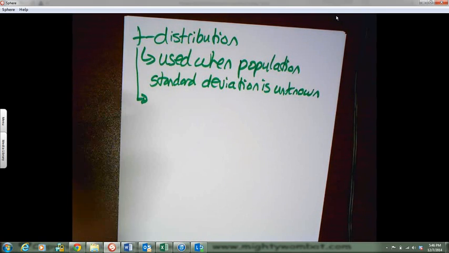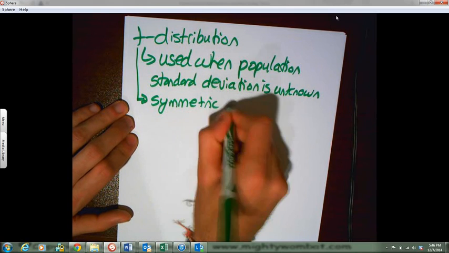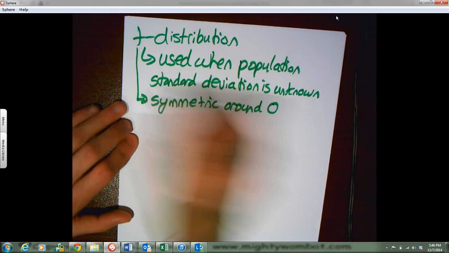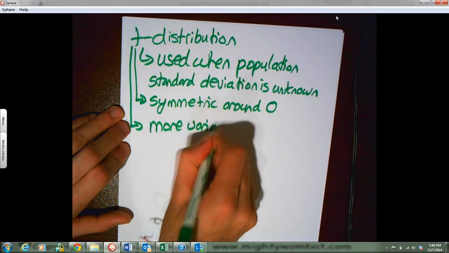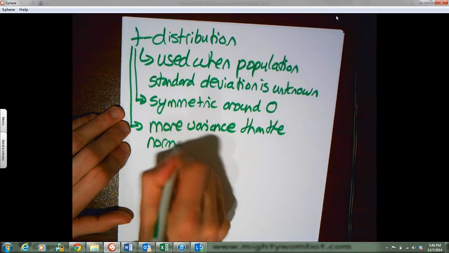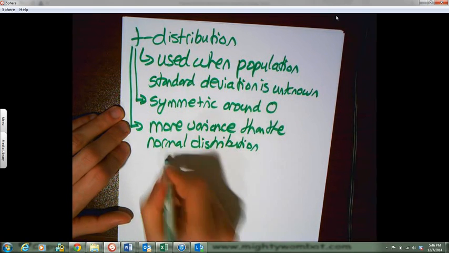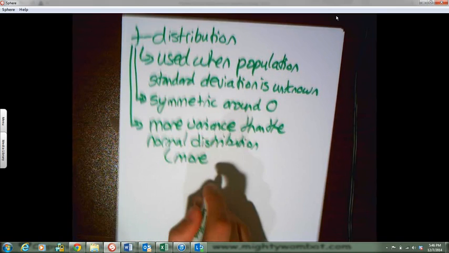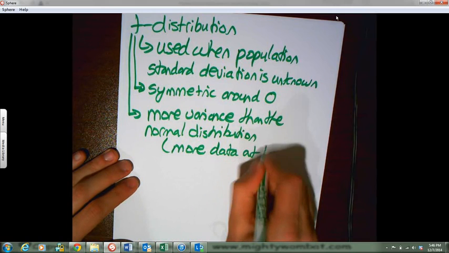The next piece about the t-distribution is that it is still symmetric around 0. The next thing is that there is more variance than the normal distribution. And what we mean by that is more data at the ends.